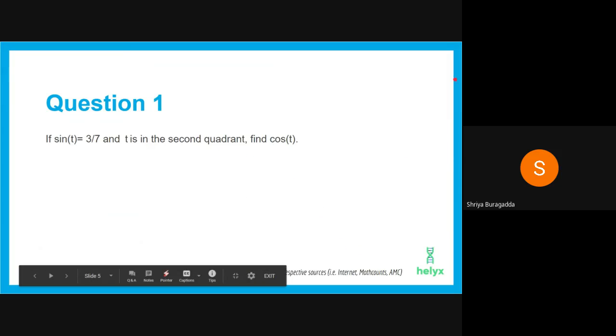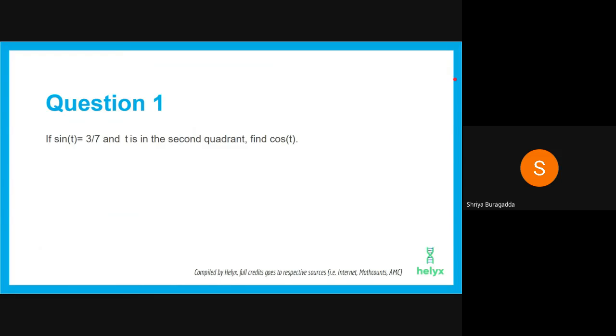Okay, so now we can go on to actual questions. We're past the unit circle warm up. So if sine of t is 3 over 7 and t is in the second quadrant, find the cosine of t. And I'll give you a hint. This uses the Pythagorean identity of sine squared x plus cosine squared x equals 1.